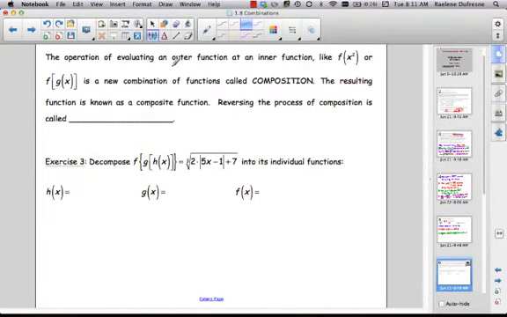So the operation of evaluating an outer function at an inner function, like f of x squared or f of g of x, is a new combination of functions called composition. So we had 4 combinations. We had the sum, the difference, the product, the quotient. This is the 5th one, called composition. The outer function is f, and the inner function is the squaring function. X is still the input, but the function is the squaring function.